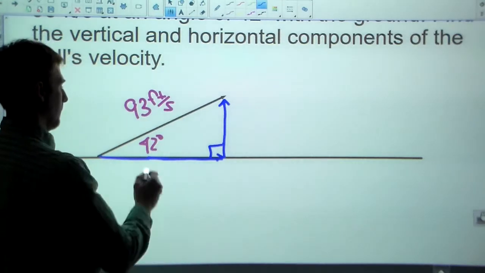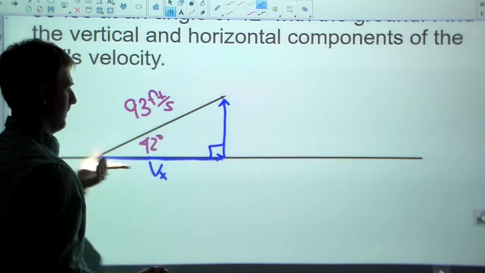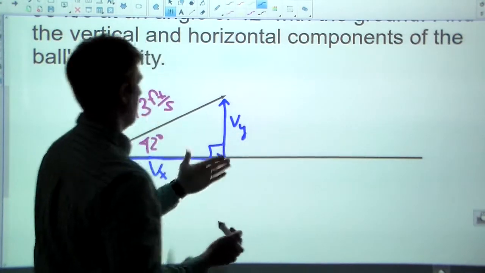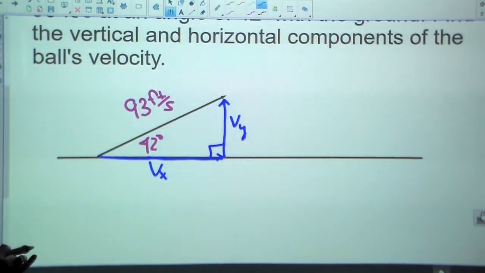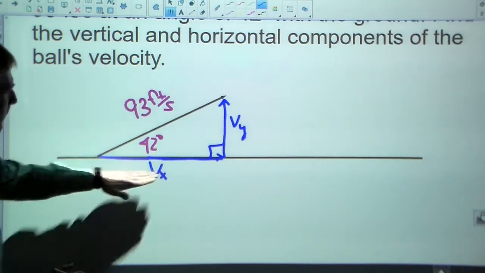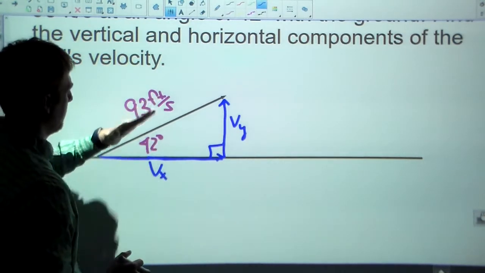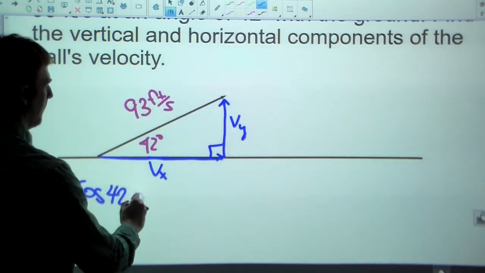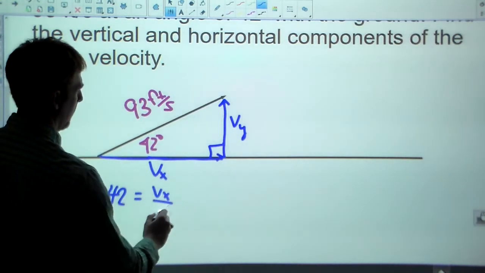I'm looking for the horizontal velocity, so I'm going to put Vx, velocity in the x direction there. And we'll do the similar thing there. We'll do the velocity in the y direction in a few minutes. All right, so if I want to figure this out, again, I've got an angle, hypotenuse, and I have an adjacent side. So I'm going to set up a cosine. Cosine 42 is Vx over 93.